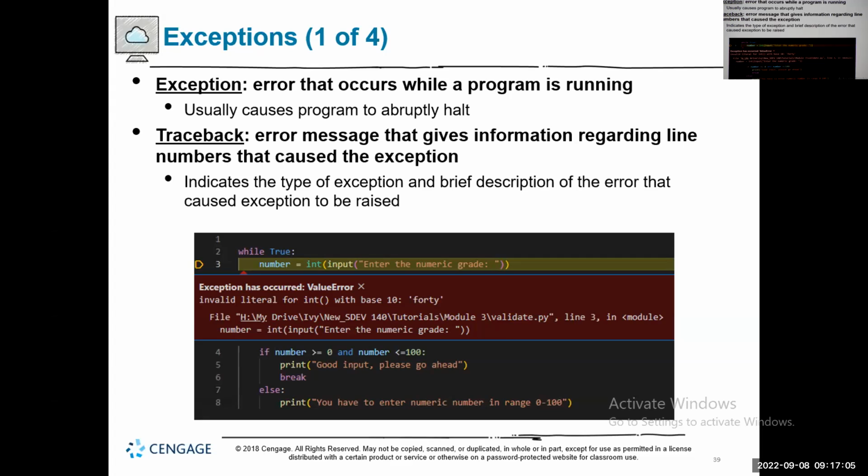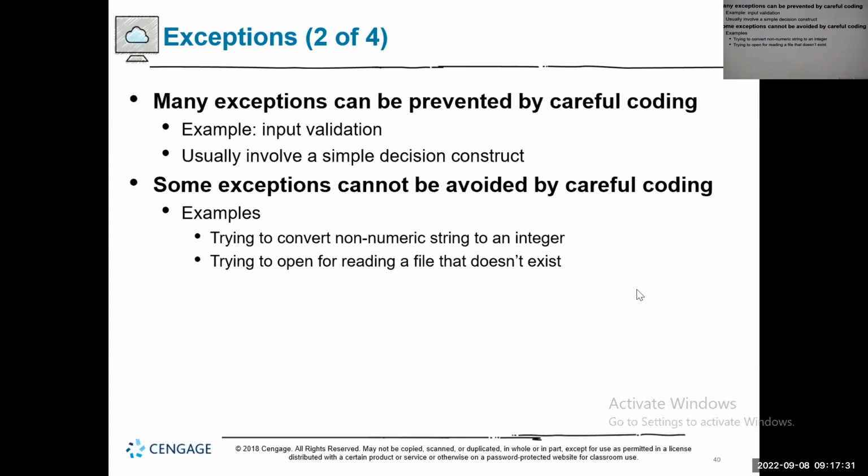That is the error message that gives the information regarding the line number. You see, it tells you information about this one here, right? What's the line? Line 3. It tells you that you have the error in line number 3, and what's the error? The exception occurs here because of the ValueError, right? So it indicates the type of the exception and gives you a brief description of the error that caused the exception to be raised.